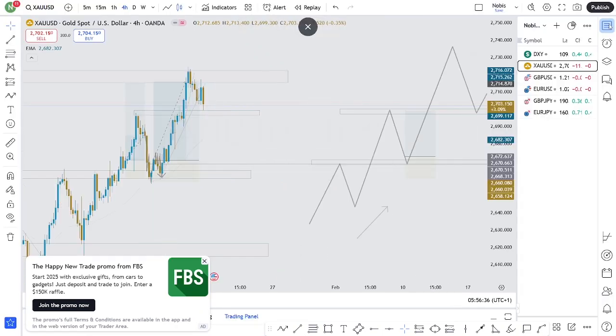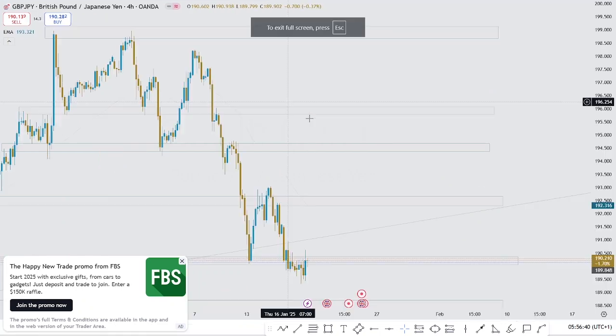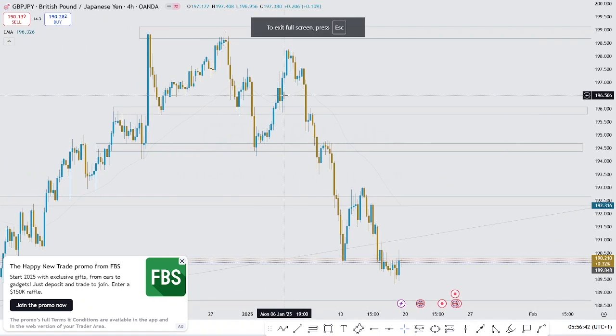It was on GJ. I had two trades on GJ this week, and both of them ended in losses. I learned my lesson from that. Okay, so we keep learning.